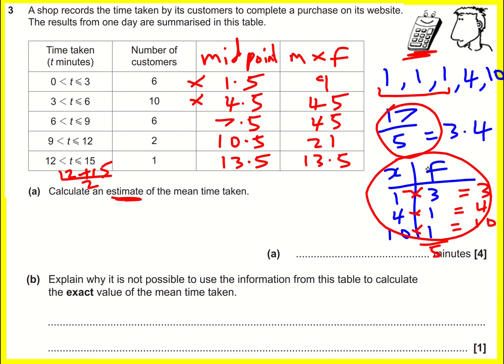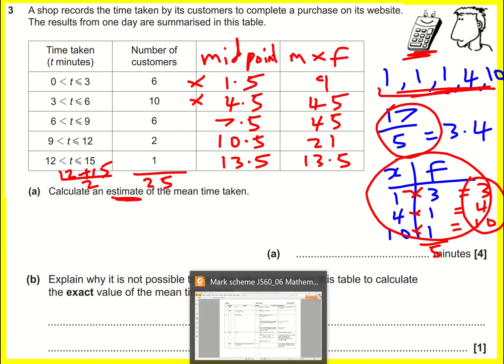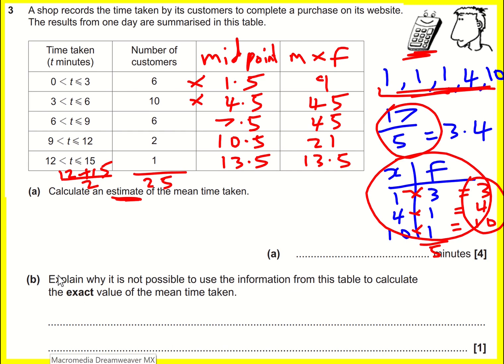And do the same again now. I'm going to add all my frequencies together. So 16, 22, 23, 24, 25. That's how many people I've had. But then I'm also going to add these numbers up. 3 plus 4 plus 10 gave me that. Okay, now I'm going to have to add my midpoint times my frequency. And this is definitely a point at which to use a calculator.